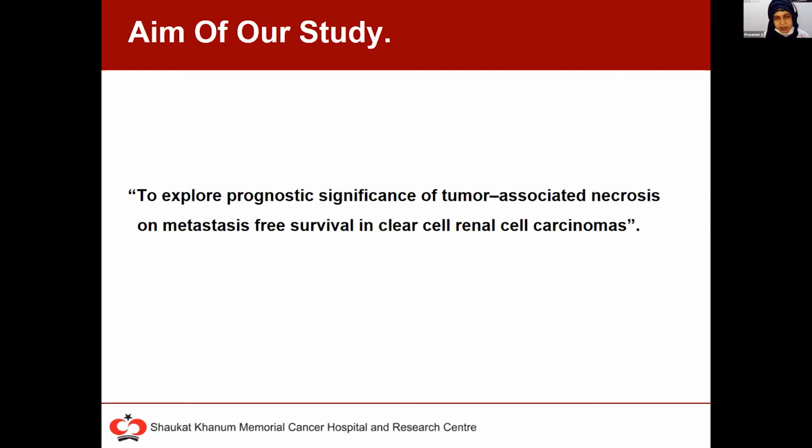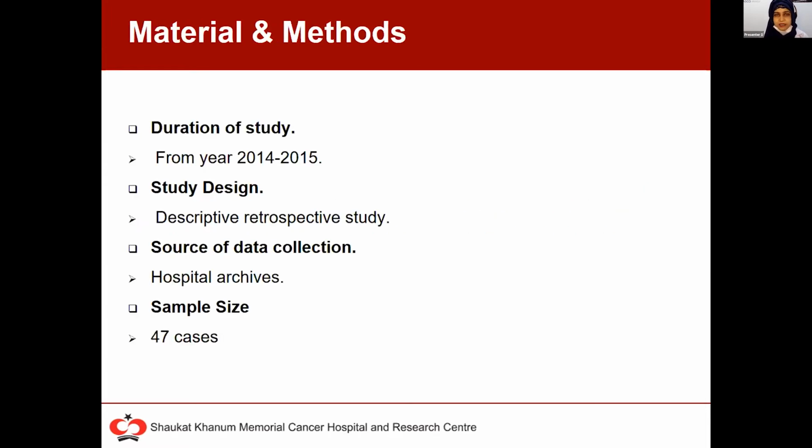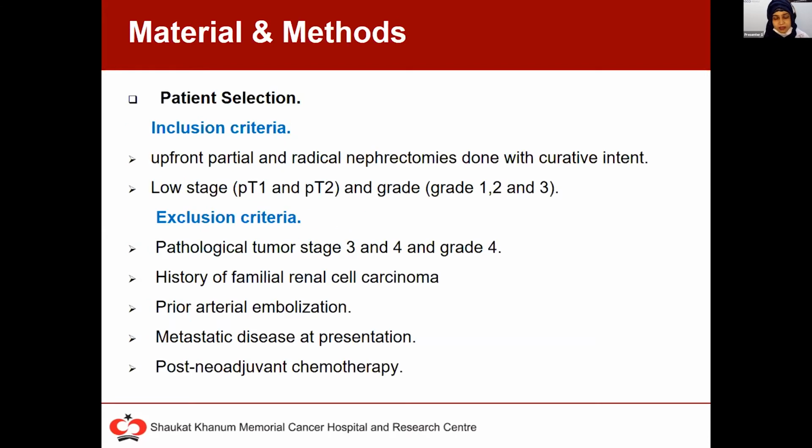So the aim of our study was to explore the significance of tumor necrosis on metastasis-free survival in clear cell renal cell carcinomas. We performed a retrospective study with a sample size of 47 cases. All the in-house cases of clear cell renal cell carcinomas were retrieved through hospital archives, for which the follow-up data was available, and the study was performed from year 2014 to 2015. All the in-house cases with upfront radical and partial nephrectomies were included in the study.